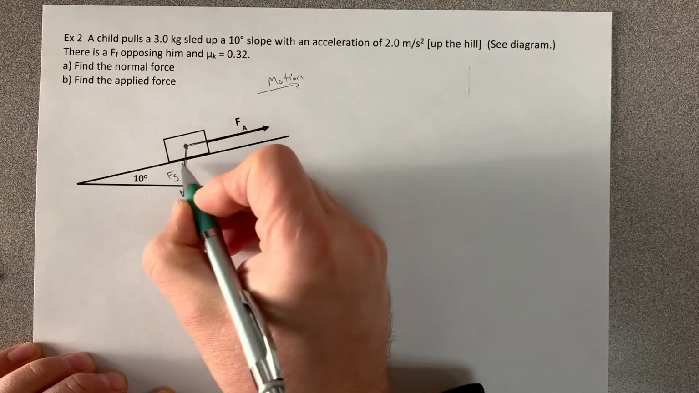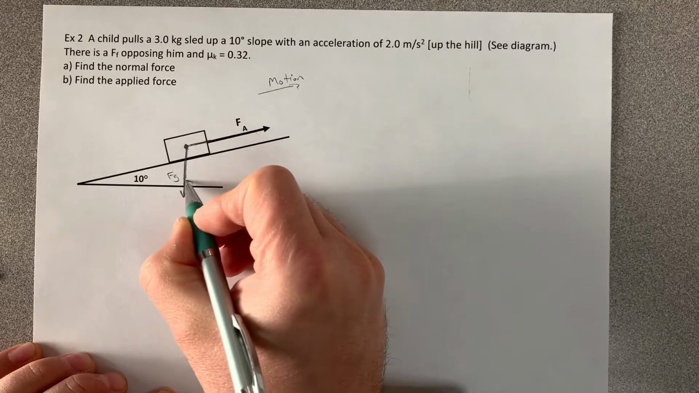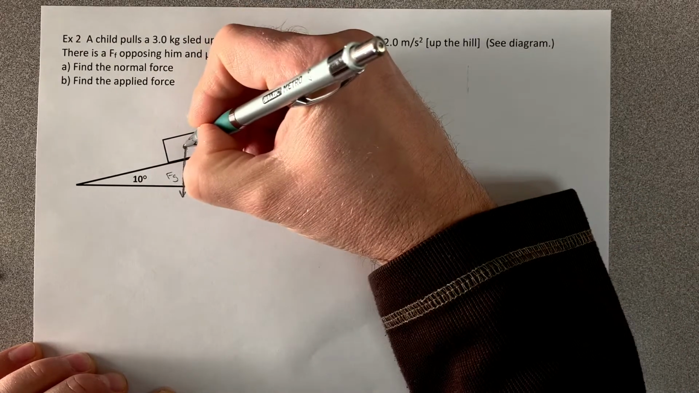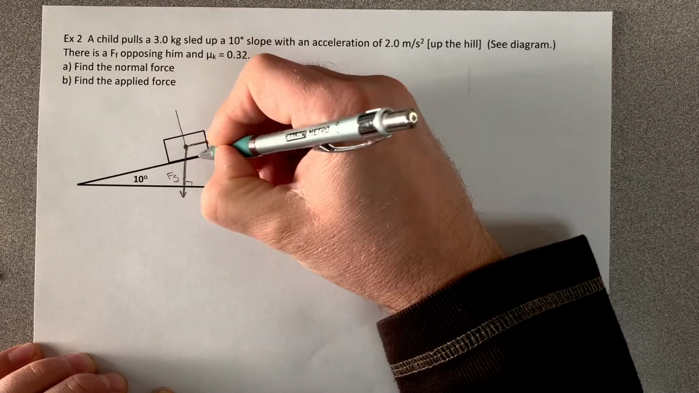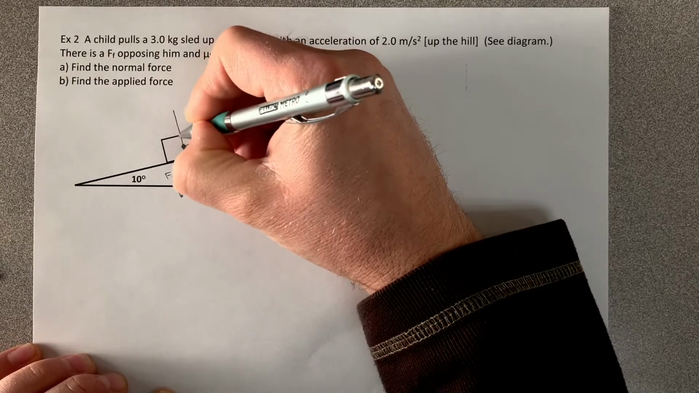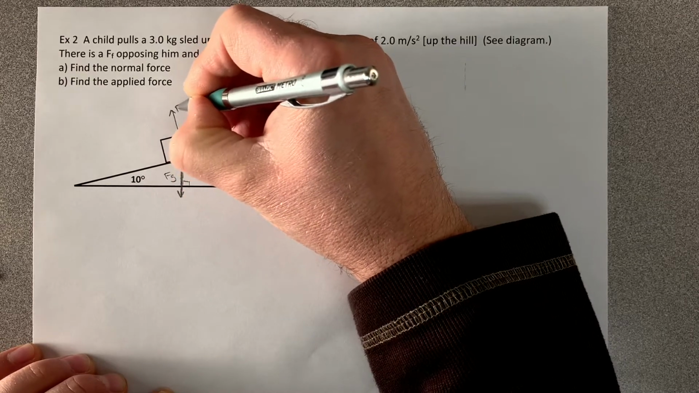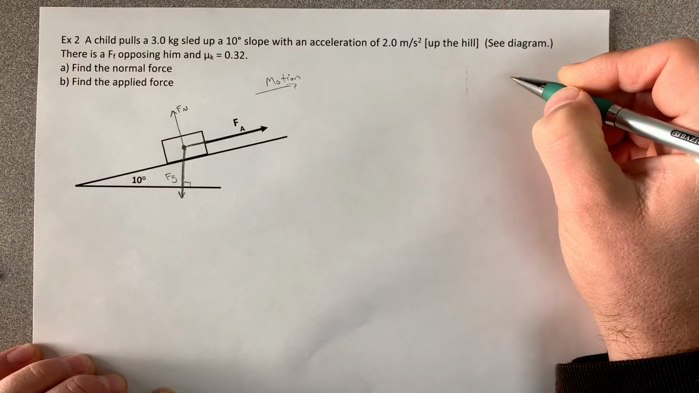Gravity is not perpendicular to the surface, but perpendicular to this level ground down here. We're going to have a normal force. The normal force is perpendicular to the surface that we're on. So if I continued this line back, there'd be 90 degrees there. So there's my normal force.